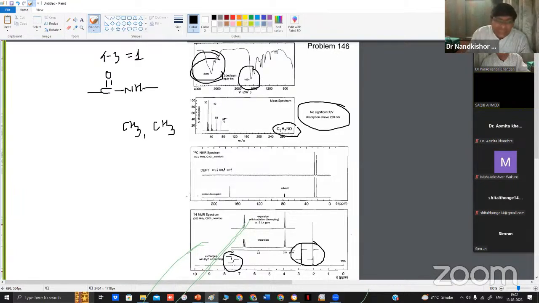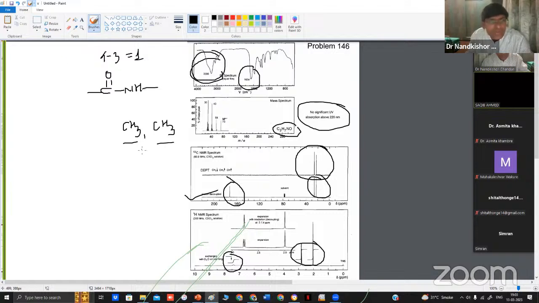Now further, C13 NMR. That shows there are two carbons present, which have enormous delta values. So it may be this CH3 and this CH3 attached to the carbonyl group, as well as maybe the nitrogen. Another chemical shift value will be in the range of 170. So that may be the carbonyl, the delta value of this quaternary carbon. In this DEPT, there is no presence of any CH or CH2. That means there is no negative peak. So this belongs to the CH3 and CH3.